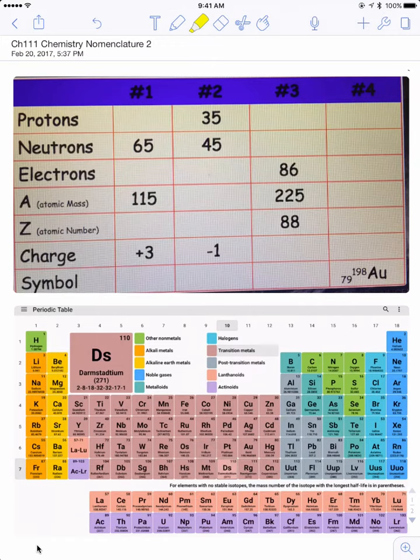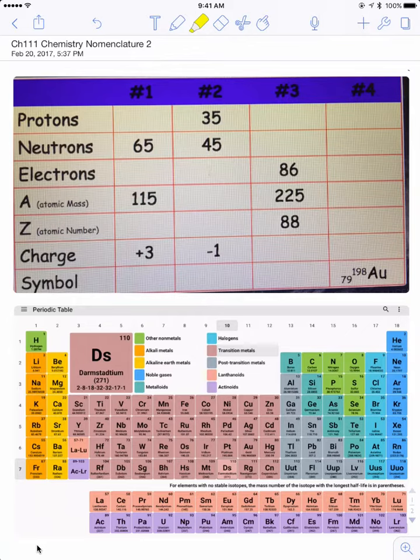Hi, this is a tutorial on how to do the nomenclature that was on the discussion board. A lot of you made the mistake of using the atomic mass as shown in the periodic table.